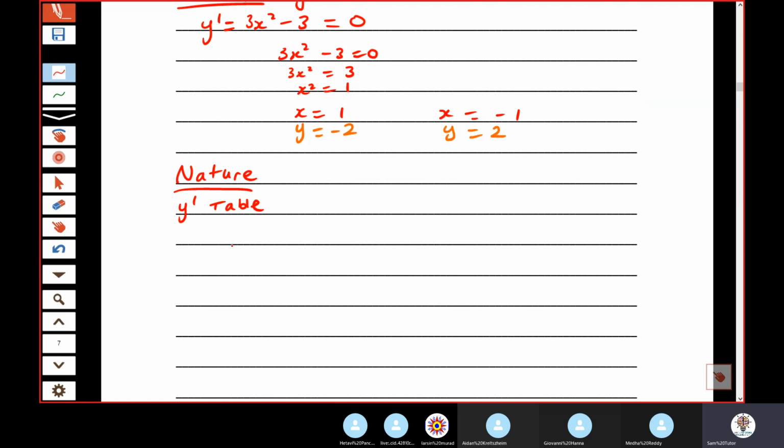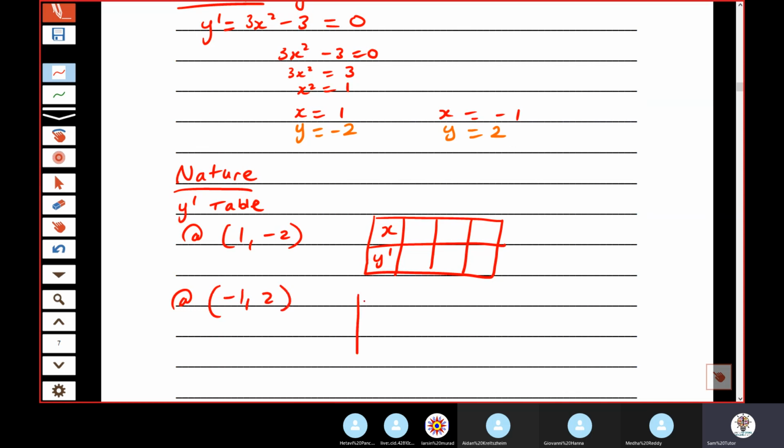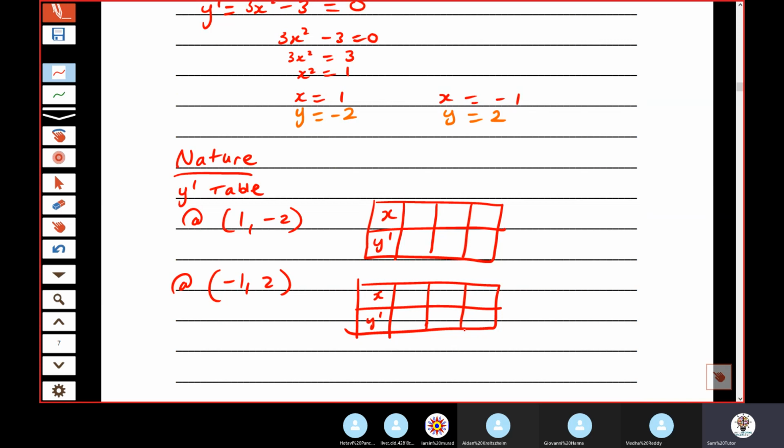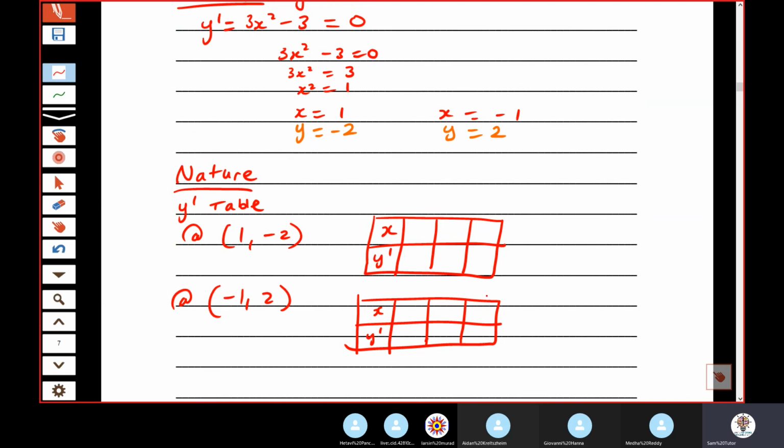So what are the points we've got? At 1 and negative 2, here's our y dash table. X, y dash. And then at -1 and 2, here's another y dash table. I'll just pause there for a second. Does anyone have any questions at all? No?